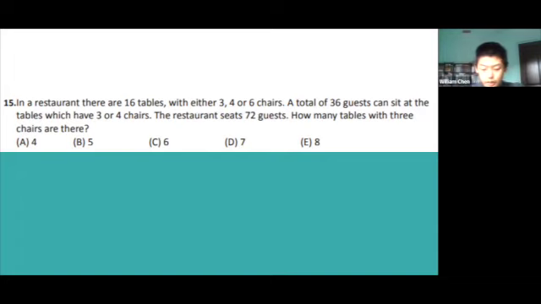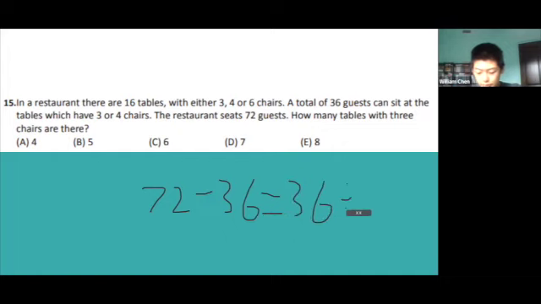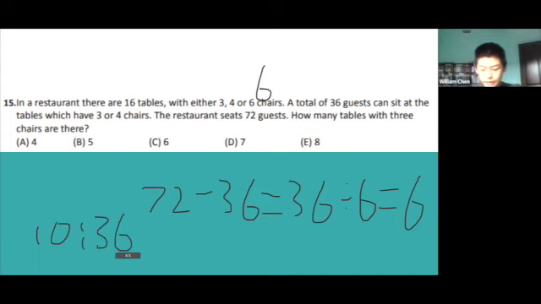So, we know that there are 72 guests. 36 can sit at the tables with 3 or 4 chairs. Therefore, 36 guests sit at tables with 6 chairs. If we divide by 6, we find that there are 6 of these tables. Therefore, since there are 16 tables, there are 10 remaining tables, and 36 people sit in them.